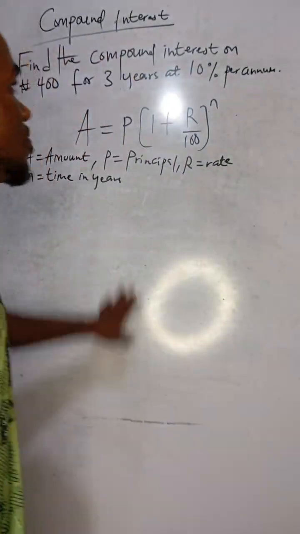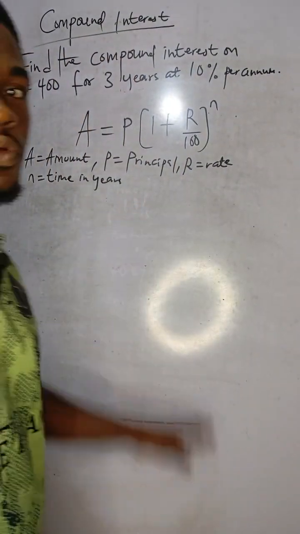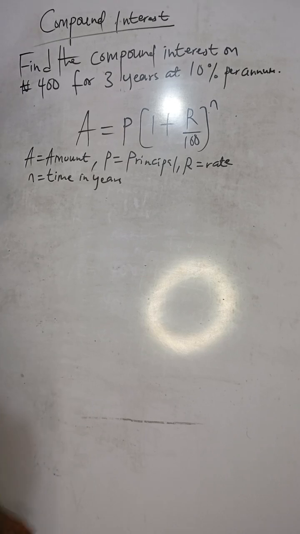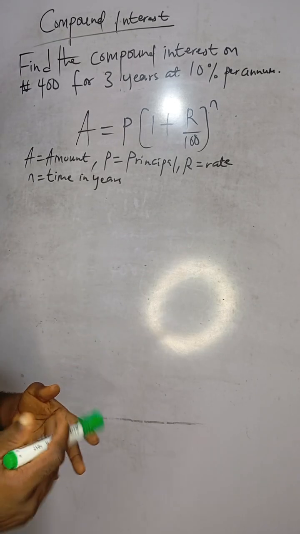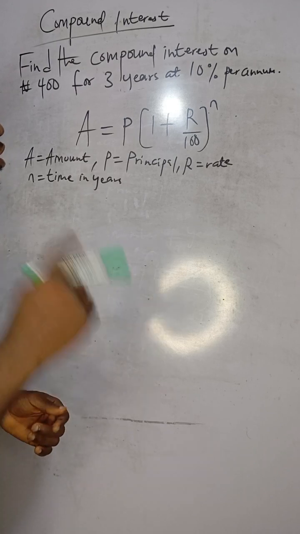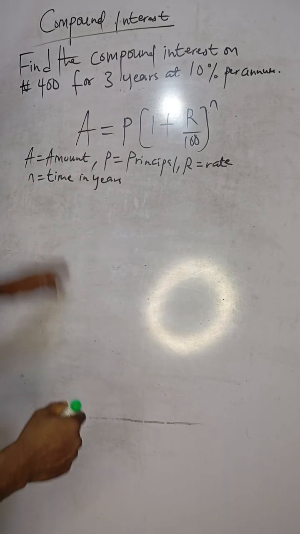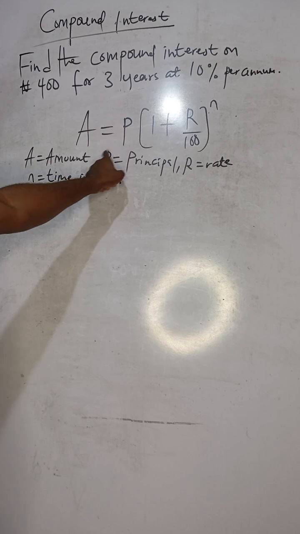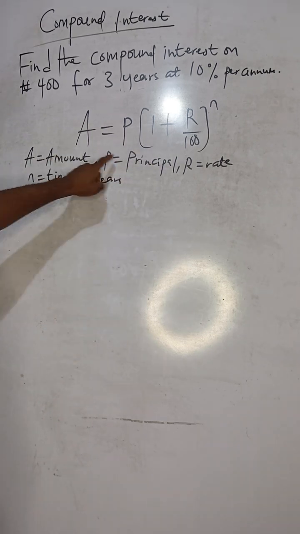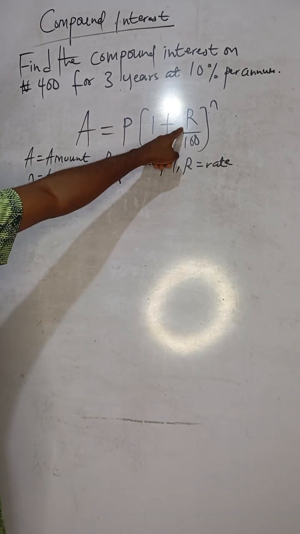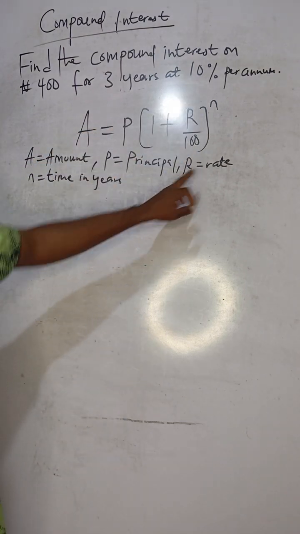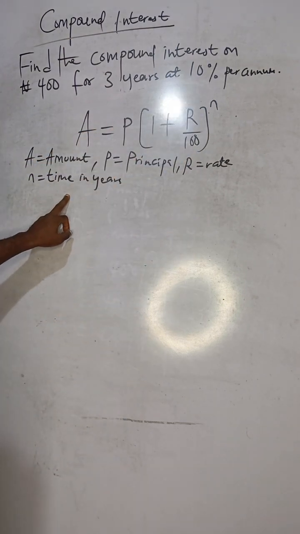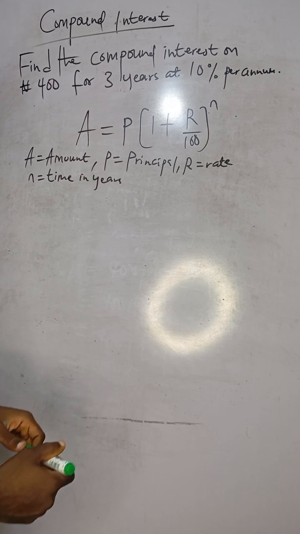Now this is the alternative method, or you can say the formula method, for solving compound interest. In this method, it's going to be even faster and quicker than the initial method I did in the previous video. Now you can see that I have listed the meaning of all these parameters here. A stands for the amount, P for the principal, R for the rate in percent, and N for the time in years. Okay, now let's start immediately.